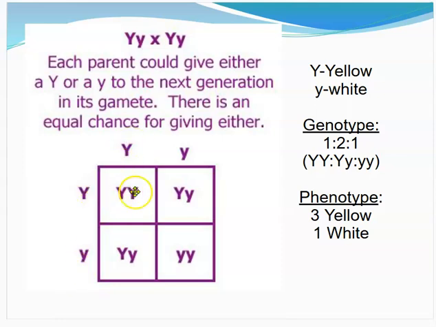Both parents give a big Y here. One parent gives a little y, the other gives a big Y. One parent gives the big Y here. The other parent gives a little y here. The other parent gives a little y.